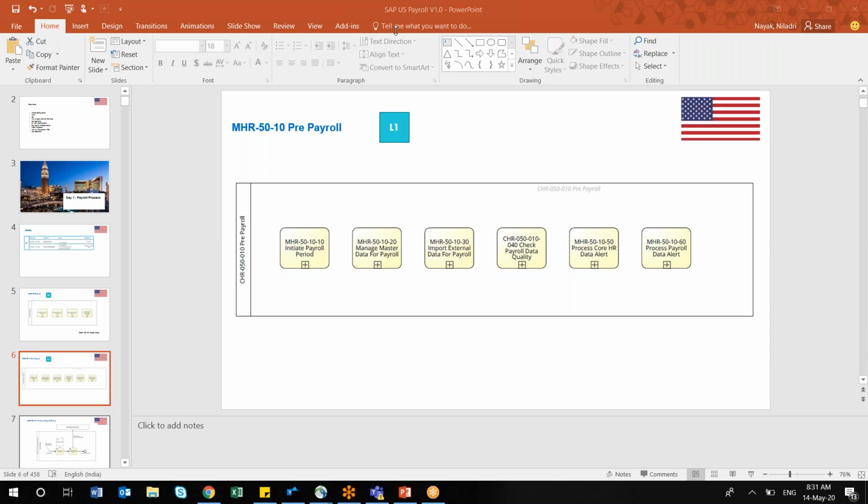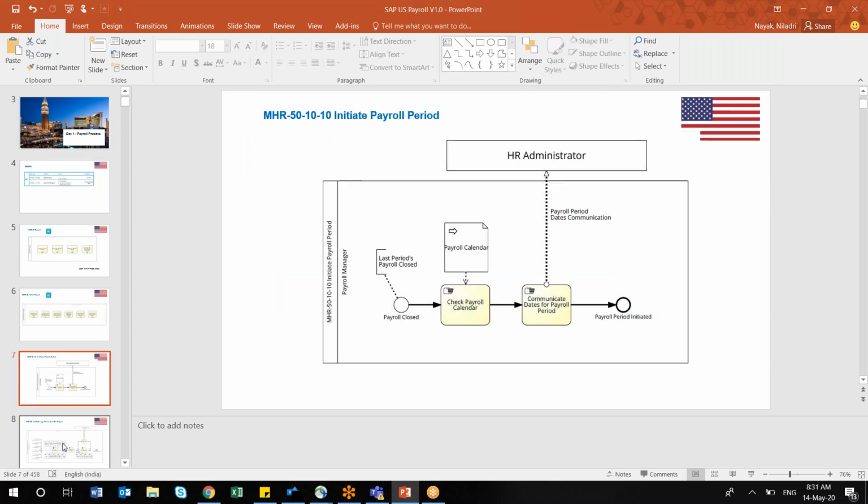I'm not going very deep into it, as you have this presentation. This is a very basic thing: how to initiate the payroll period. You will also find these things in the SuccessFactors process library, which I have already shared with you in that all-in-one deck. You will find it towards the end.